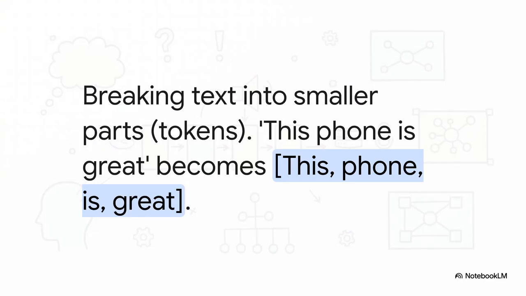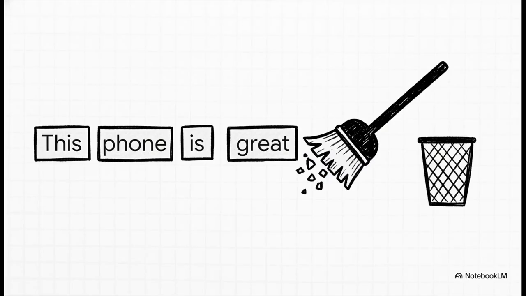First up, we have tokenization. This is square one. Before a computer can even think about understanding a sentence, it has to be able to see the individual words. So we just chop up the sentence into a list of its parts, and we call those little parts tokens.